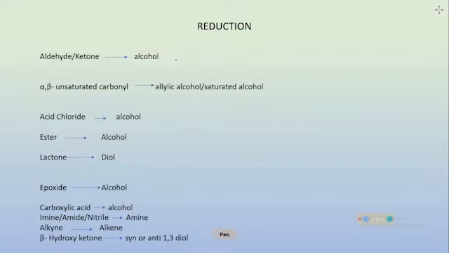Aldehyde or ketone on reduction produces alcohol. Alpha beta unsaturated carbonyl. These are alpha beta unsaturated carbonyl compounds because it is having a carbonyl compound, and the carbon adjacent to carbonyl is called alpha carbon and the adjacent carbon is called beta, and there is an unsaturation between alpha and beta carbon. These on reduction produce allylic alcohols, or in some cases they can produce saturated alcohols.